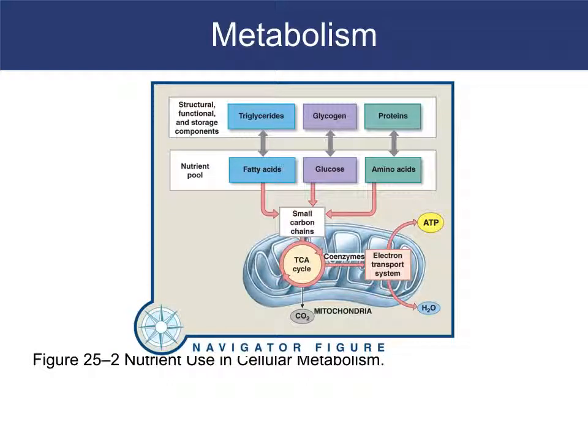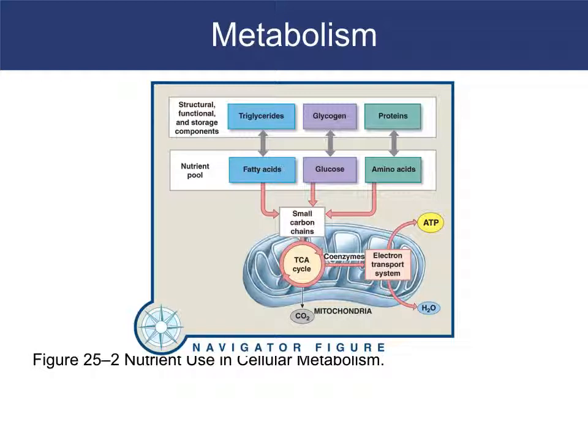All right. So here's another kind of interesting graph, diagram, picture. If you look up here, you see that the triglycerides are broken down into fatty acids, and then fatty acids are in the nutrient pool. That's something we can burn and use, right? Glycogen, which is the storage carbohydrate we just talked about, can be broken down into glucose to be put into the nutrient pool. And proteins can be broken down into individual amino acids, and we can actually tear amino acids apart to harvest the energy out of them.